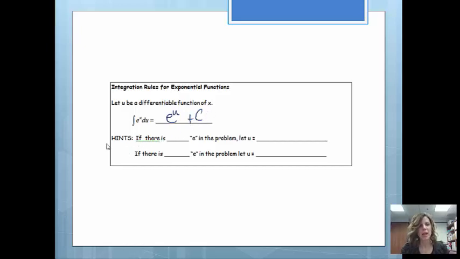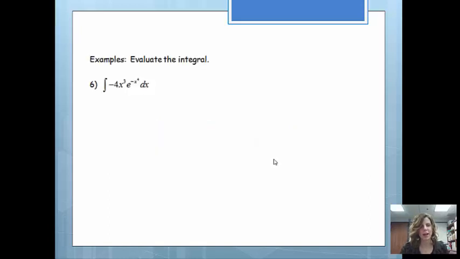A couple hints that I'm going to give you on these problems, because we'll work them just a little bit differently depending on what's going on in the problem. If there is one e in the problem, we will let u be the exponent. If there is more than one e in the problem, we're actually going to be letting u be a bigger chunk, and I'll explain when we get to a few examples what exactly I'm talking about with saying chunk. All right, let's try something.